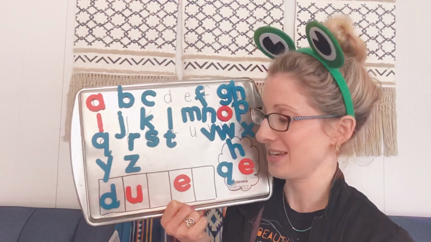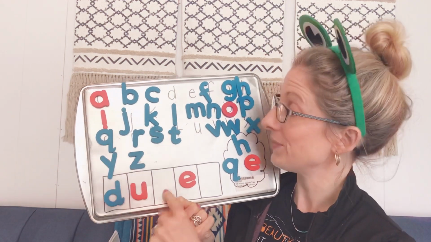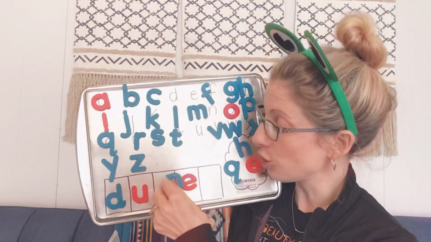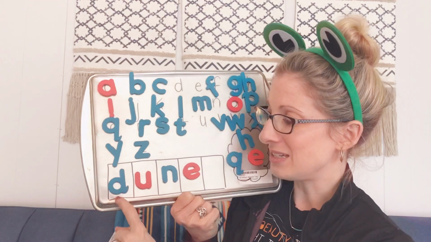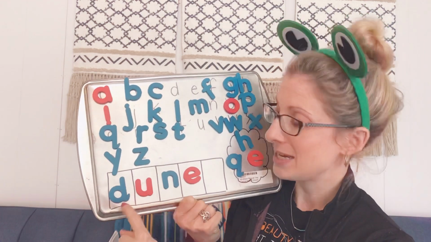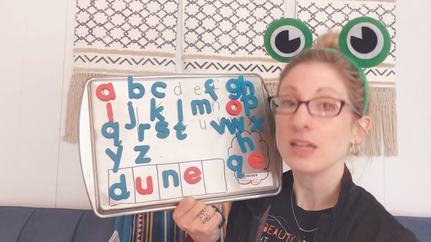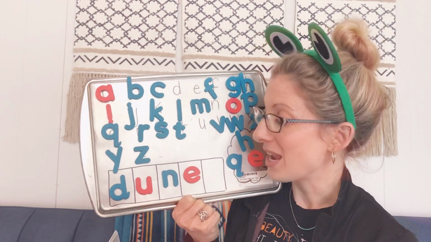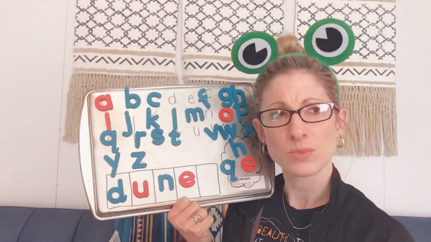I love it. So what letter goes here? D-oon. That's right, the N. So you're going to move the N, and now you're going to read it. D-oon. Dune. Spell it. D-U-N-E. Dune. Now, guess what we do? We put it in a sentence. What's a dune?